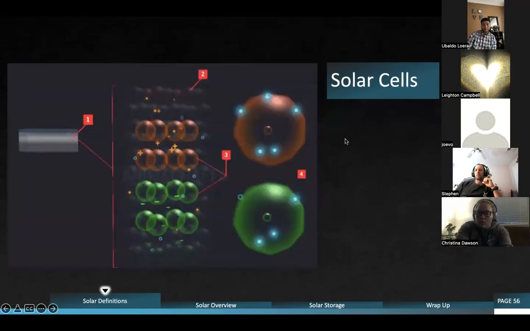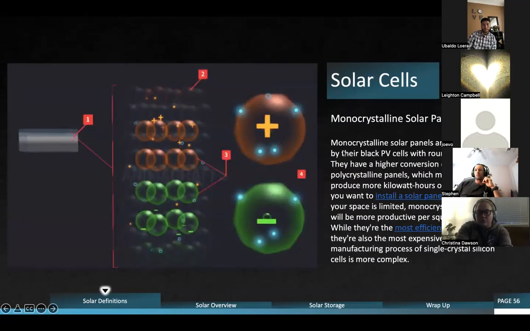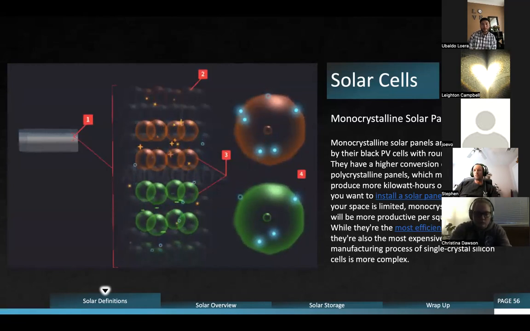Well, first of all, monocrystalline solar panels. Monocrystalline solar panels are characterized by their black PV cells with rounded edges. So monocrystalline panels are black. They have a higher conversion efficiency than polycrystalline panels, which means they produce more kilowatt hours of electricity. If you want to install a solar panel system, but your space is limited, monocrystalline panels will be more productive per square foot. While they're the most efficient solar panels, they're often the most expensive since the manufacturing process of a single silicon cell is more complex. Now, they are a lot more expensive.